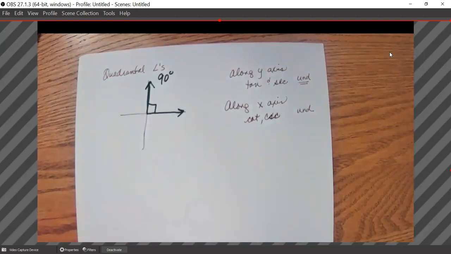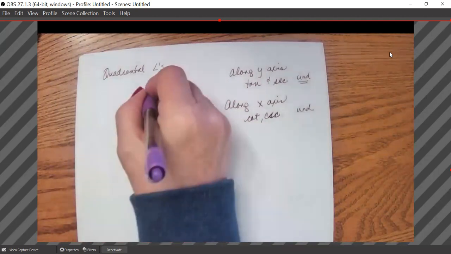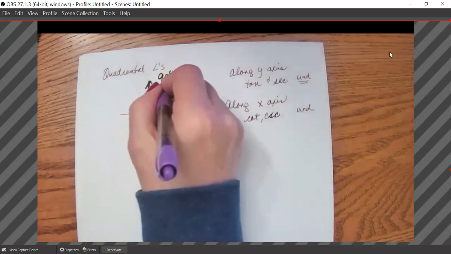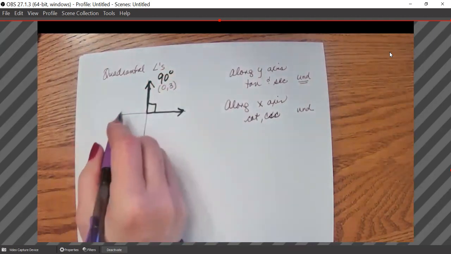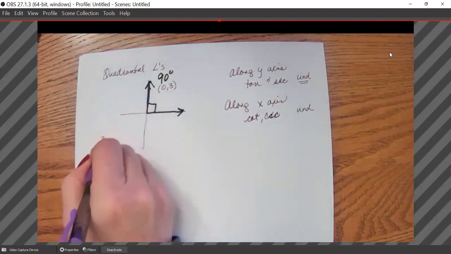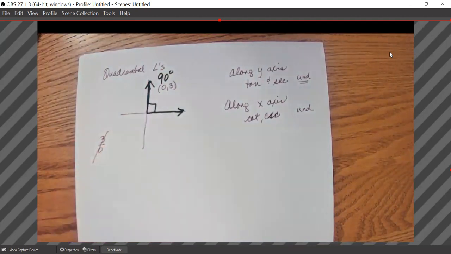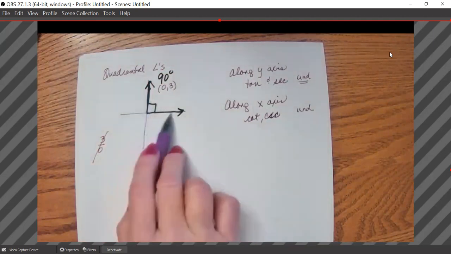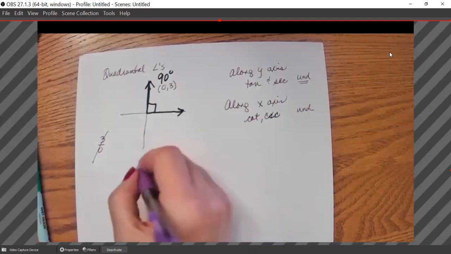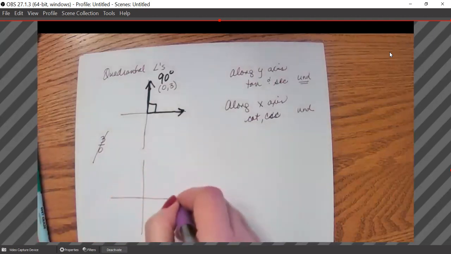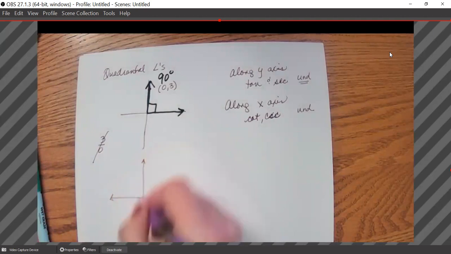So when you start taking reciprocals, let's say this point was 0, 3. So if I had 3 over 0, that would not be defined. So for your quadrantal angles, there are going to be some trig functions that are not defined. This is getting you ready for the next thing that we'll learn. In this section, they just say, know that they're undefined.